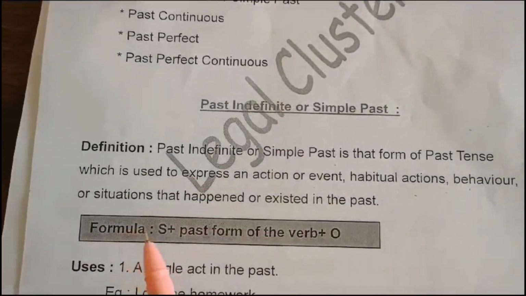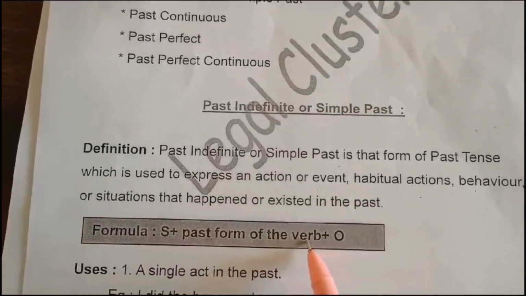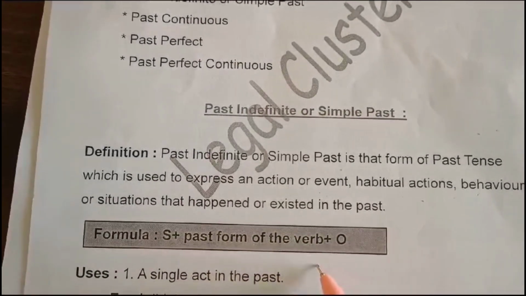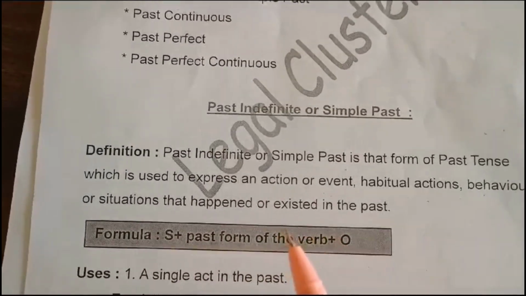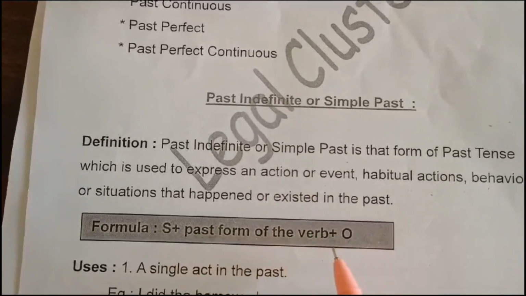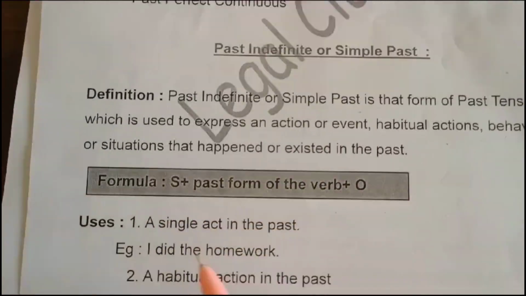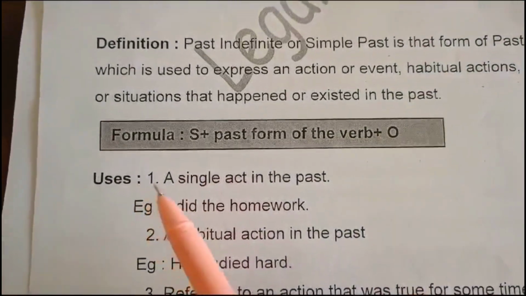This is the simple formula: subject plus past form of the verb. Three forms of the verb: present, past and past participle. So in past indefinite we will be using the past form of the verb plus object. This is the simplest one. Now let's study about the uses of past indefinite.